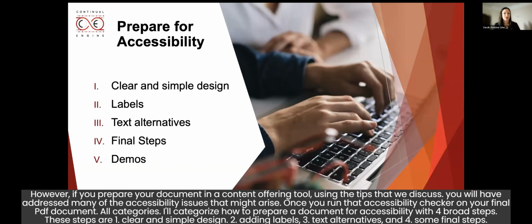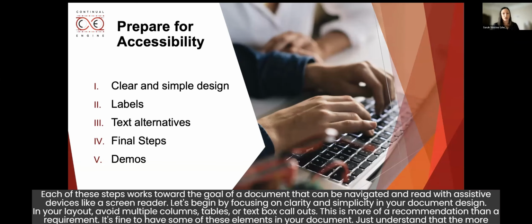I'll categorize how to prepare a document for accessibility with 4 broad steps. These steps are 1, clear and simple design, 2, adding labels, 3, text alternatives, and 4, some final steps. Each of these steps works toward the goal of a document that can be navigated and read with assistive devices like a screen reader.